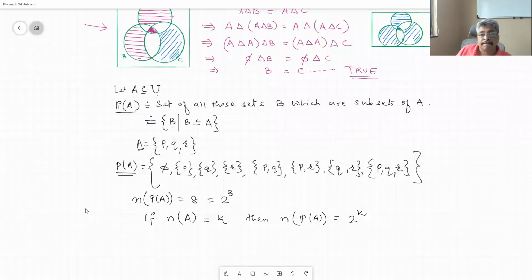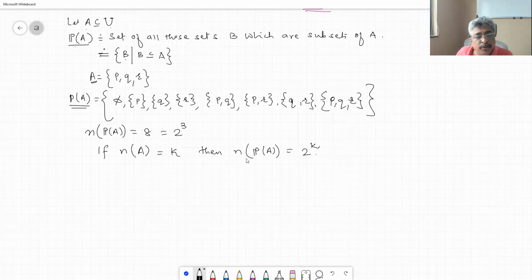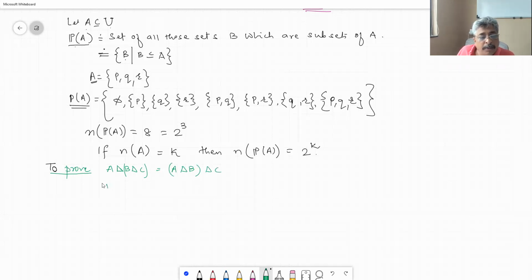Okay, now I want you to prove that associative property of symmetric difference algebraically. Let me just remind you about the tools that will be required.